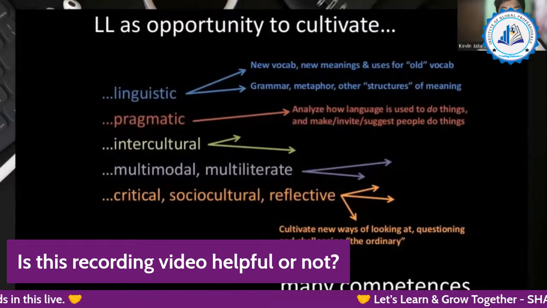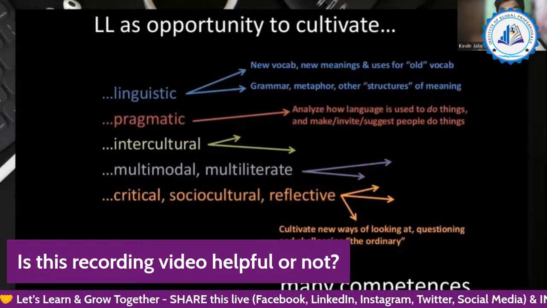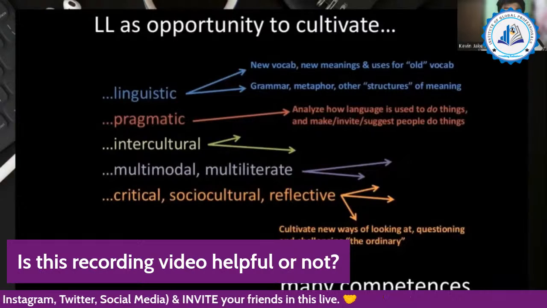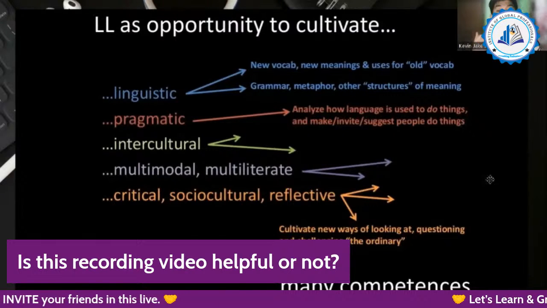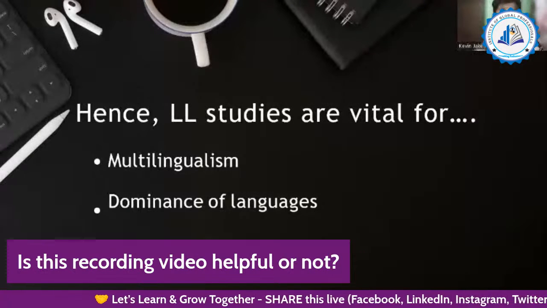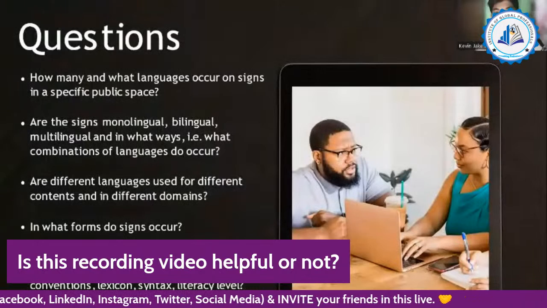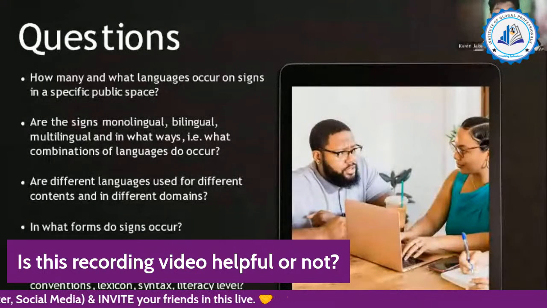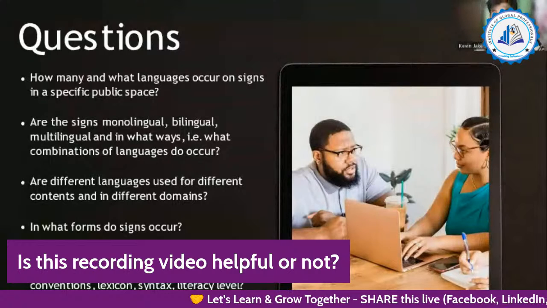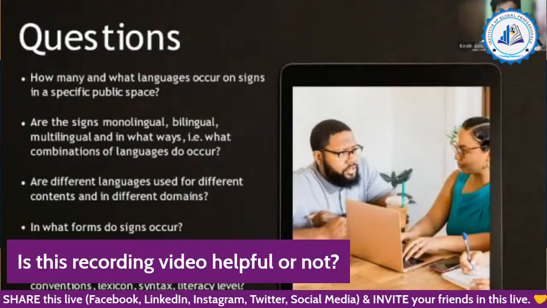Second salient question. Are the signs monolingual? Are they bilingual, such as two languages? Or are they multilingual, like more than two languages? And in what ways do these signboards combine these languages, okay? The third salient question is, are different languages used for different contents and in different domains, okay? Or in what forms do signs occur? At the same time, what about the language in terms of normativity, orthography, handwriting conventions, lexicon, syntax, and literacy level? Okay, so all these things are guiding questions in conducting linguistic landscape studies later on.